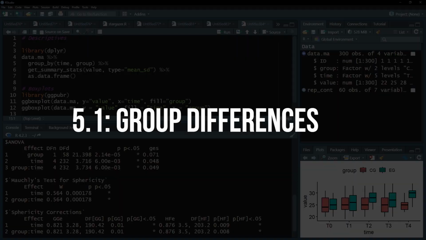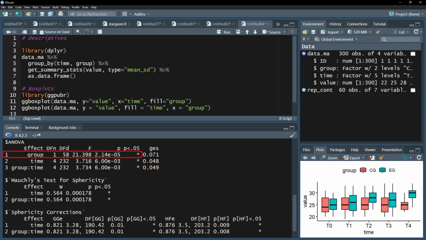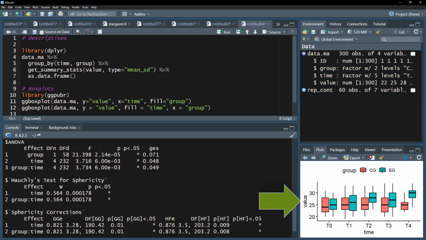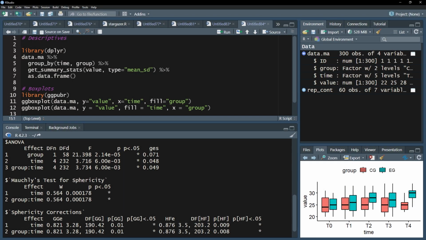Let's start with group differences, aka the between subject effect. I can see that my p-value is 2.14 times 10 to the negative 5. This implies, without considering the time or within subject effect, that I can observe differences across the groups. My descriptive analysis already revealed that the experimental group had higher means, almost throughout, except for the baseline measurement in t0. Next, I'll look at the time differences, aka the within subject effect.